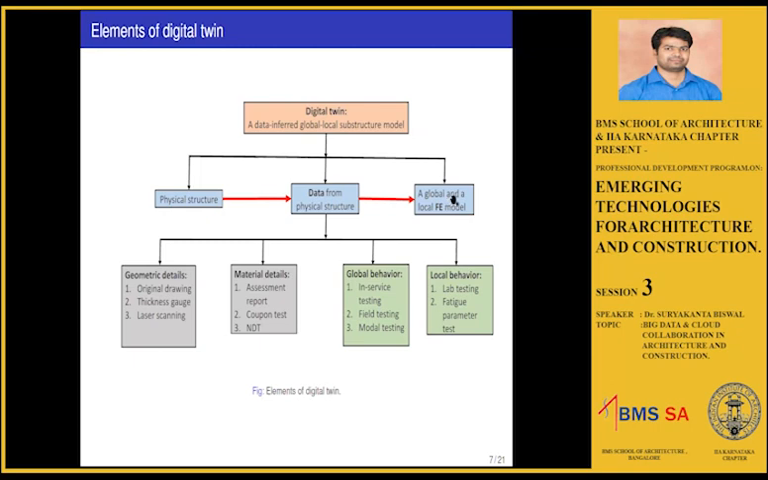Then we'll have the global and the local FE model. The global FE model will be calibrated based on the responses obtained from the global measurement, and the local FE model will be calibrated from the local behavior, the local tests, and local measurements. All these will be included in the digital twin. This digital twin is a data-informed, physics-based model, and it will be used to identify the remaining life of all other bridges on that route.